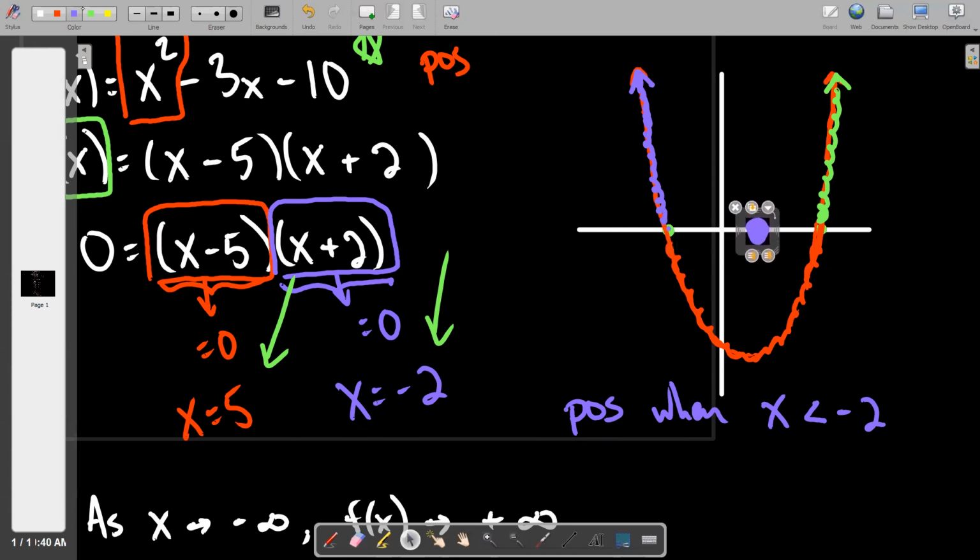So we need to define a second interval now. We need to say that the graph is negative, the function's value is negative, when x is between -2 and +5. If I'm in that interval, the graph is below me. It's irrefutable. And I have one more interval to grab.